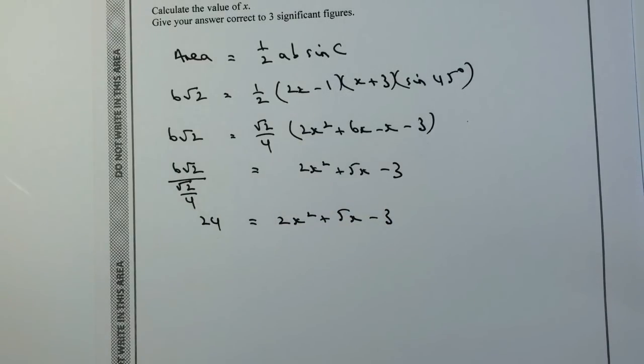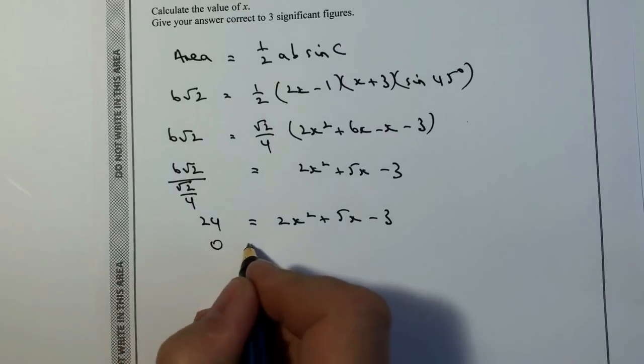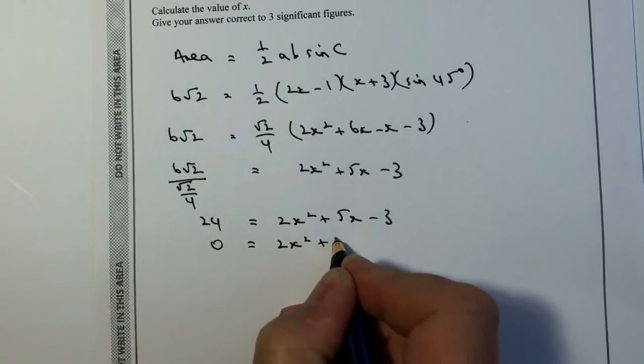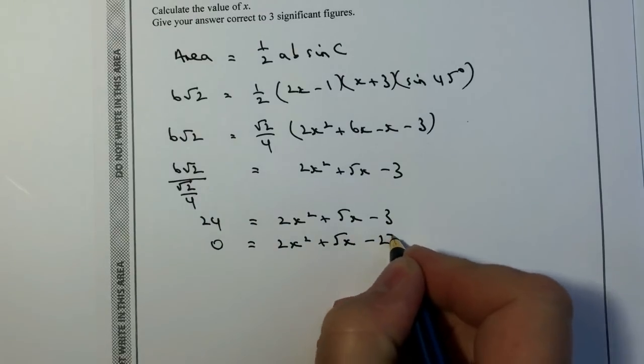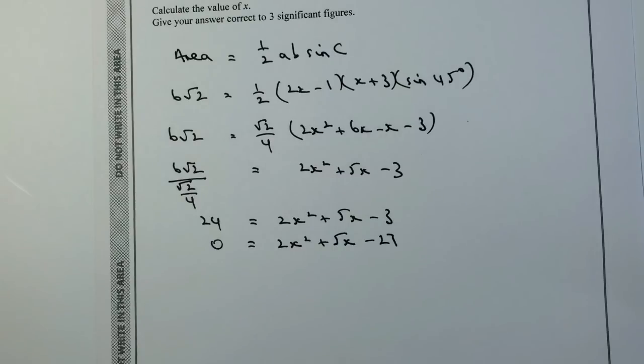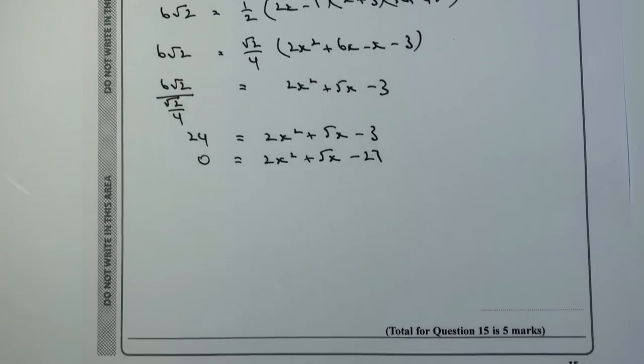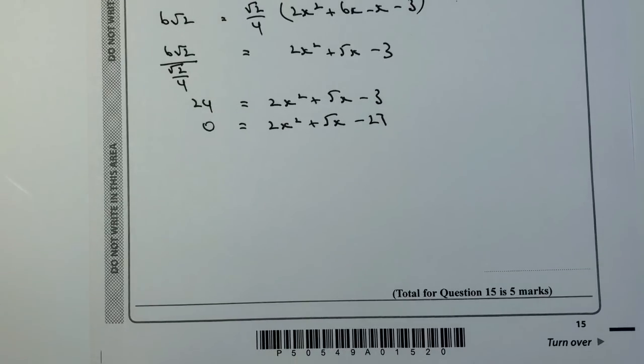Okay, so what we need to do then is get this equal to 0, because you can't factorise this unless it is equal to 0. So if I take that 24 over to the right hand side, I get 5x, and minus 3 minus 24 is going to be minus 27. Now at this point I was hoping that this would factorise quite easily, but unfortunately it just doesn't. So we really have to, and I think because it's a 5-mark question they're really pushing us a little bit, take this information and use the quadratic formula.